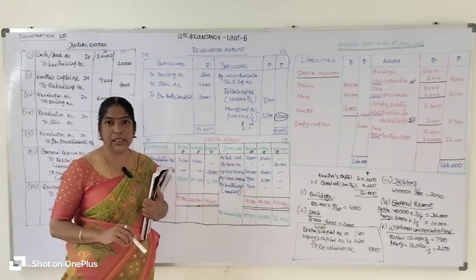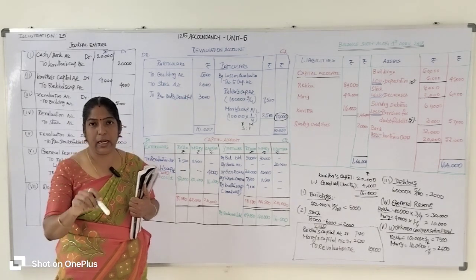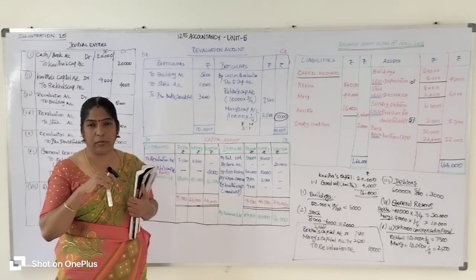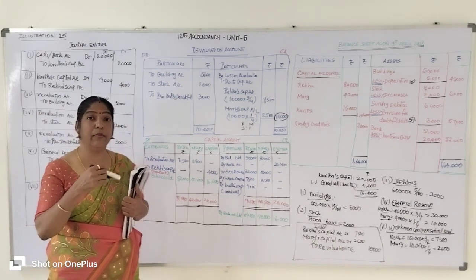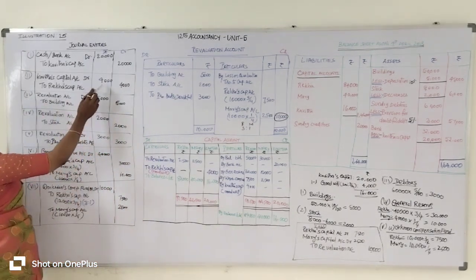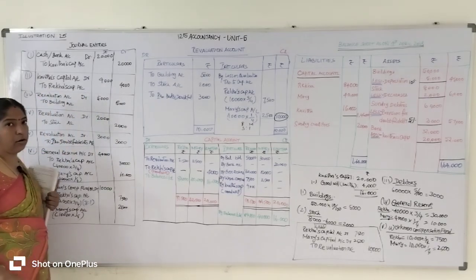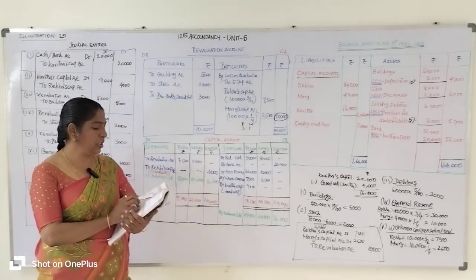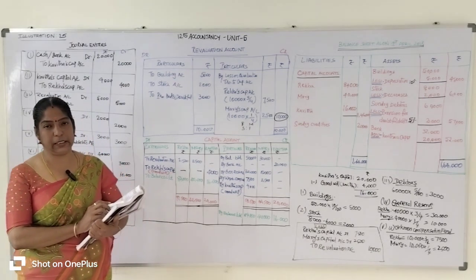Why? What is the reason? The old partner Rekha only sacrifices 1/4 share of her profit in favor of the new partner Kavita. So that goodwill 4,000 rupees goes to Rekha's capital account. Are you clear? Okay. Next, depreciate building 10%.